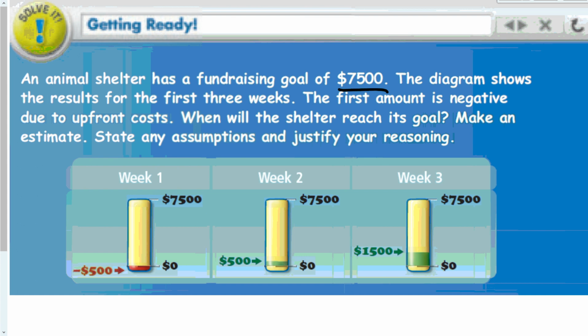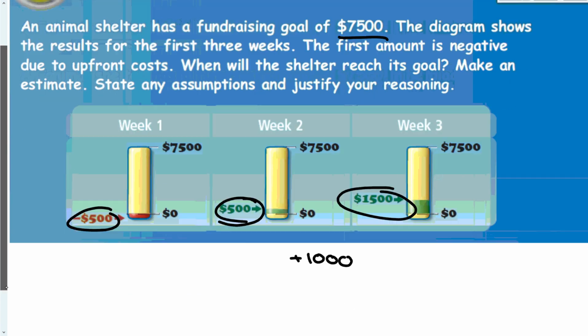Well, we can see that we're going to start at negative 500. Week 2, we have $500. And week 3, we have $1,500. So it's pretty clear that we're going up by $1,000 each time.